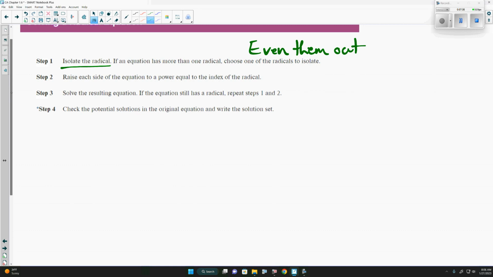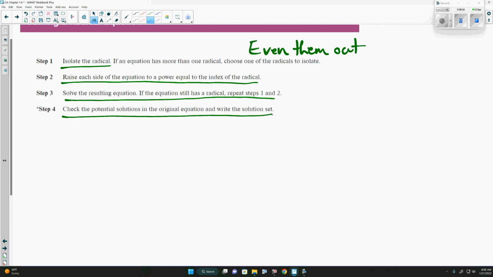Once we do that, raise each side of the equation to a power equal to the index of the radical. If we have square roots, we're going to put both sides to the second power. If we have cubed roots, we're putting both sides to the third power, and so on, so that the radical will cancel. Solve the resulting equation. If the equation still has a radical, repeat steps 1 and 2. We just go back through the process again. And then check the potential solution in the original equation to write the solution set.